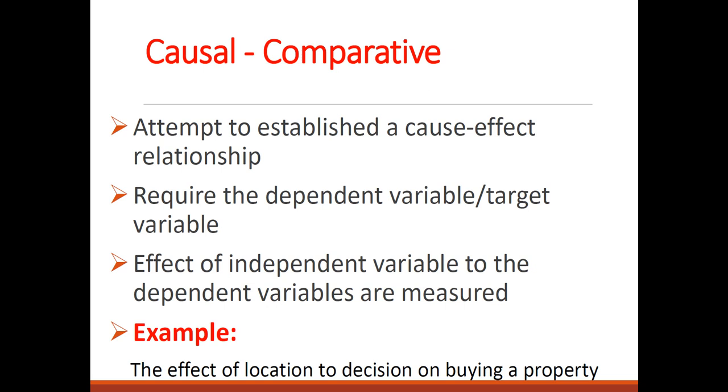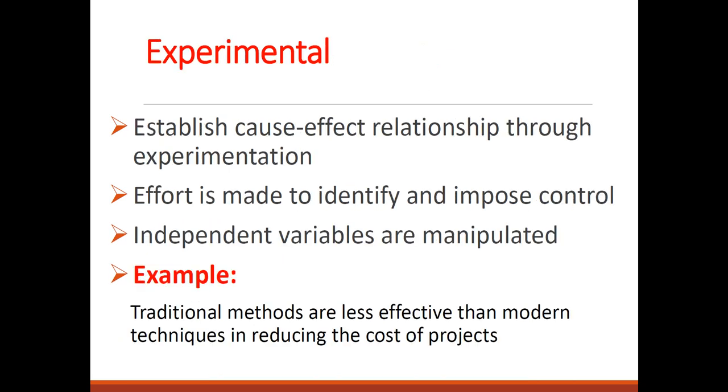Next, experimental. For experimental, you establish a cause and effect relationship through experimentation. This one is different. Just now you just collected the data, then from the data that you have, you find the cause and effect. But this time for experimental, you really measure based on experiment. So you build the house, and then you try to, I mean, you do an experiment. You really do the experiment. For example, or you have to complete a project. There are a few methods. If we put it simply, how?